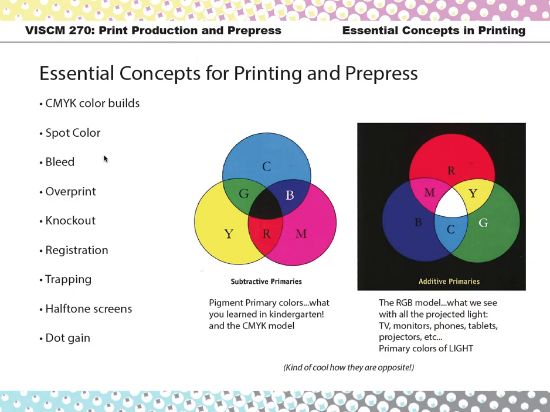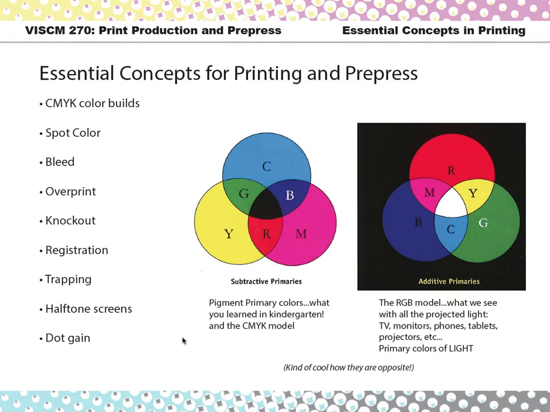These other 5 items will be discussed in video 2, and the last 2 items, halftone screens, will be discussed in a third video. So basically, to get started is to understand color models, and what CMYK printing does compared to what we're used to seeing on our video screens.